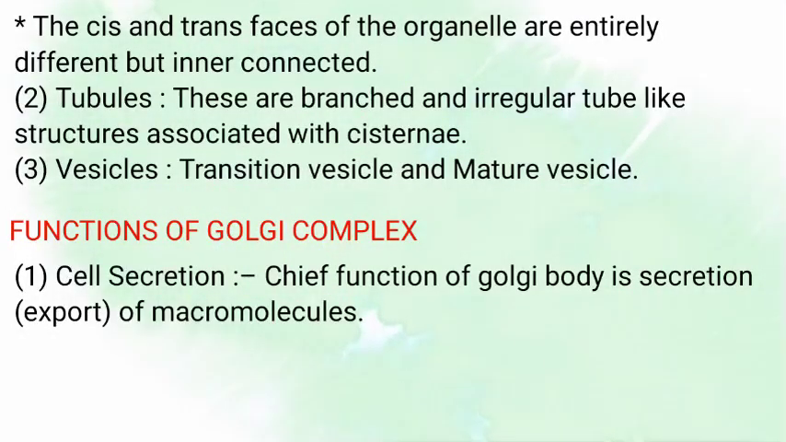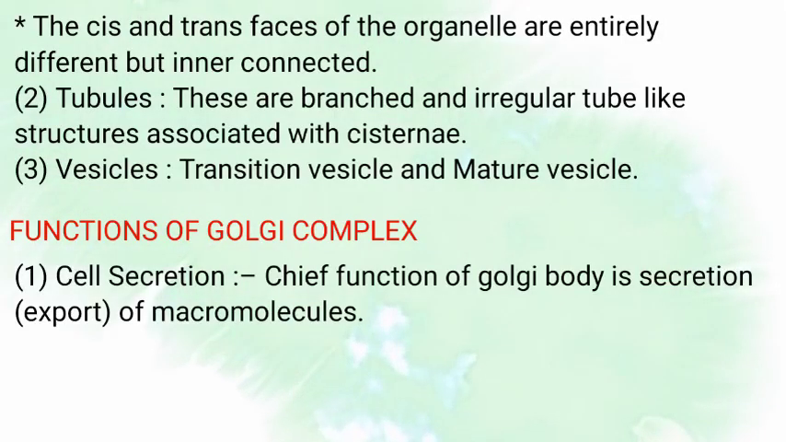Second one, tubules. These are branched and irregular tube-like structures associated with cisternae. Third, vesicles. Transition vesicles and mature vesicles are two types of vesicles which are present in Golgi complex. Functions of Golgi complex. Cell secretion.